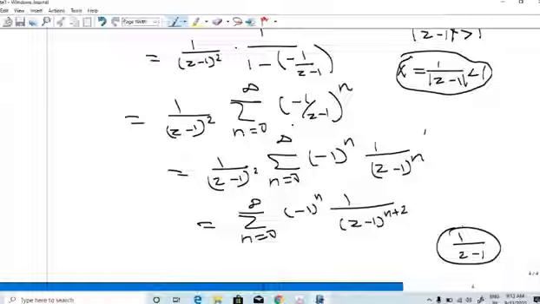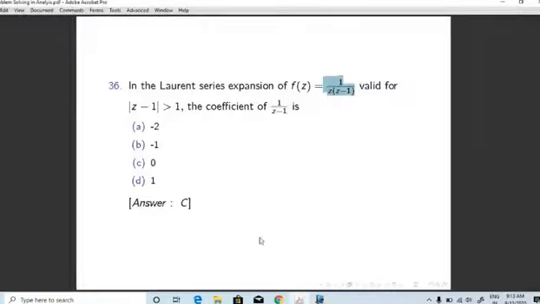Substitute n equal to 0. So we get 1/(z-1)^2 as the starting term. If you substitute n equal to minus 1, only then can we get the term 1/(z-1). But here n varies from 0 to infinity. Therefore there is no term 1/(z-1). Therefore the coefficient of 1/(z-1) is 0, because the Laurent series expansion of f(z) does not contain the term 1/(z-1).